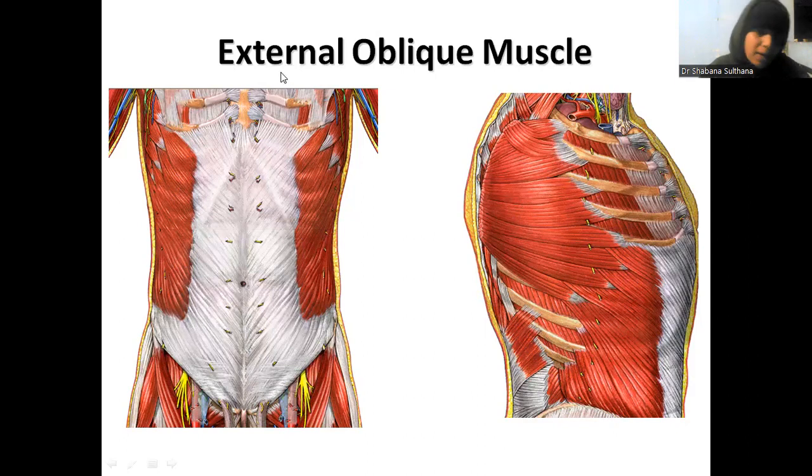Now the lower part of this external oblique muscle is folding on itself, like this. It is folding on itself and it is forming one ligament. What is the name of this ligament? It may be wrong, but try please.